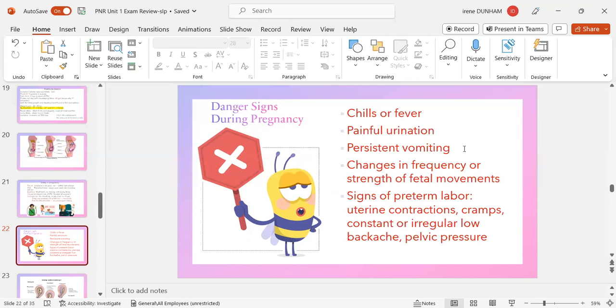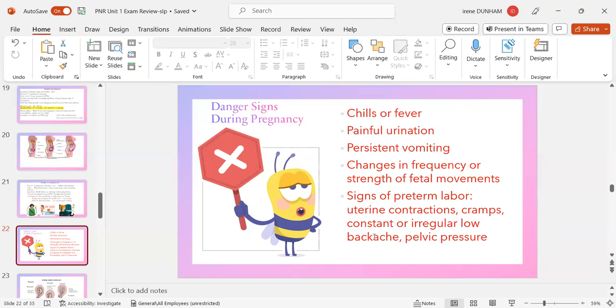Signs of preterm labor: if you're having uterine contractions, cramps, constant or irregular low back pain, and pelvic pressure. Now, some of this, like irregular low back pain, could be that she's got some painful urination going on. So I'll do a urinalysis, take care of maybe the UTI that started, the cystitis, and all of a sudden this will get better.